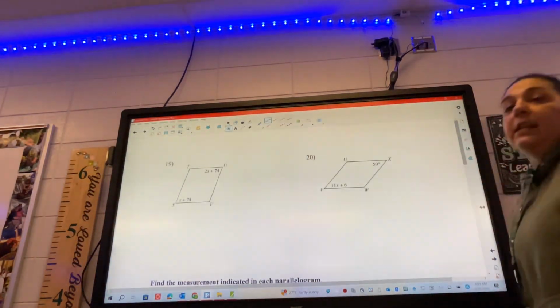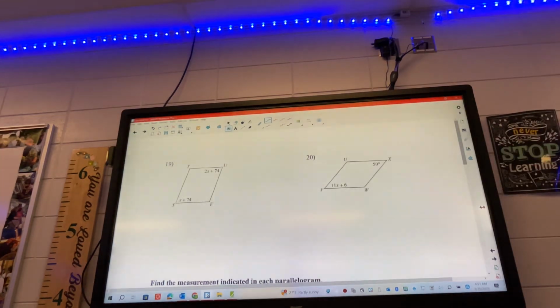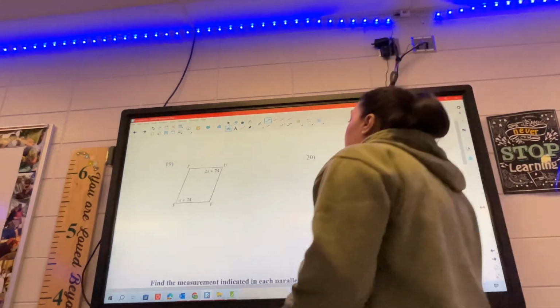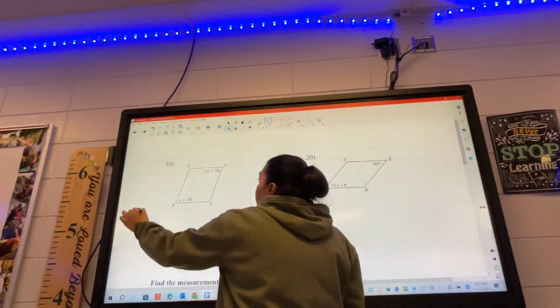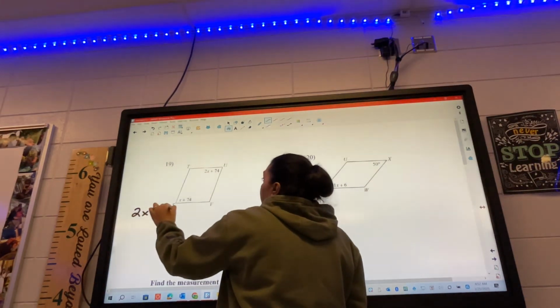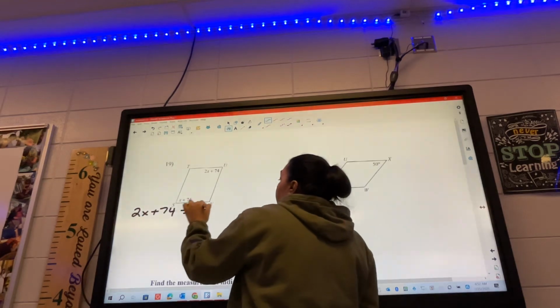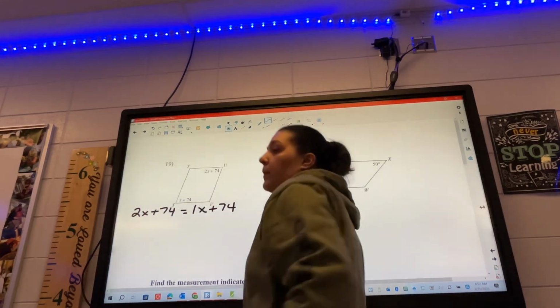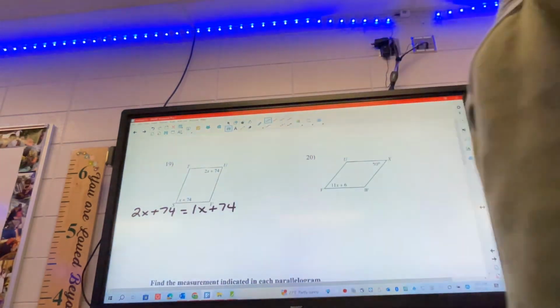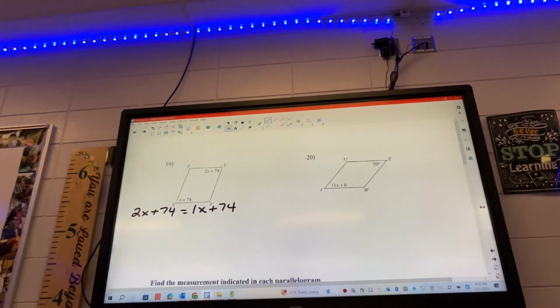Okay, 19, is that same sides or opposite corners? It's opposite corners, so we're gonna set them equal. So 2x plus 74 equals 1x plus 74. Okay, we're gonna move our letters to the left and the numbers to the right.